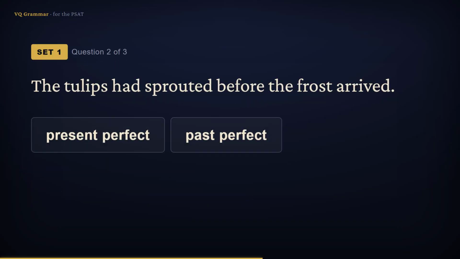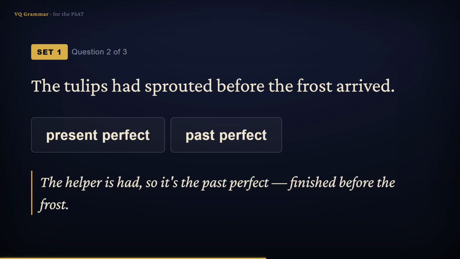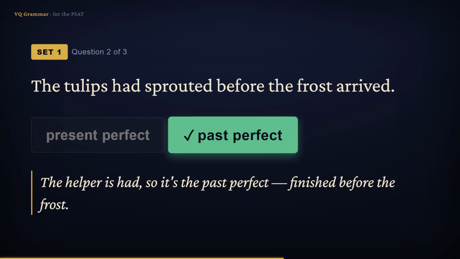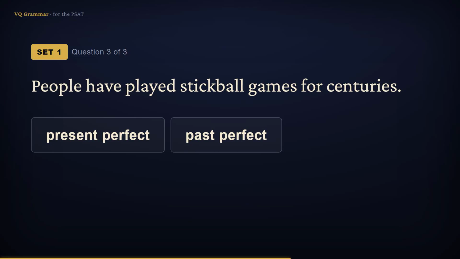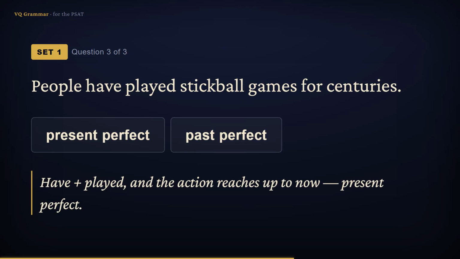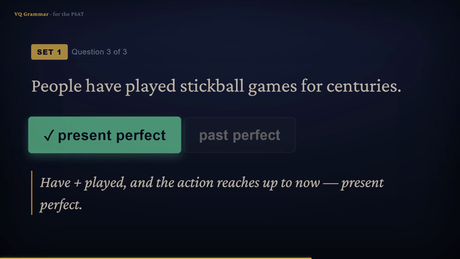The tulips had sprouted before the frost arrived. The verb phrase is had sprouted. The helper is had, and the sprouting was finished before the frost, another past event. Had means past perfect, so the answer is past perfect. People have played stickball games for centuries. The verb phrase is have played. The helper is have, and the action began long ago and continues right up to now. That's the present perfect, so the answer is present perfect.